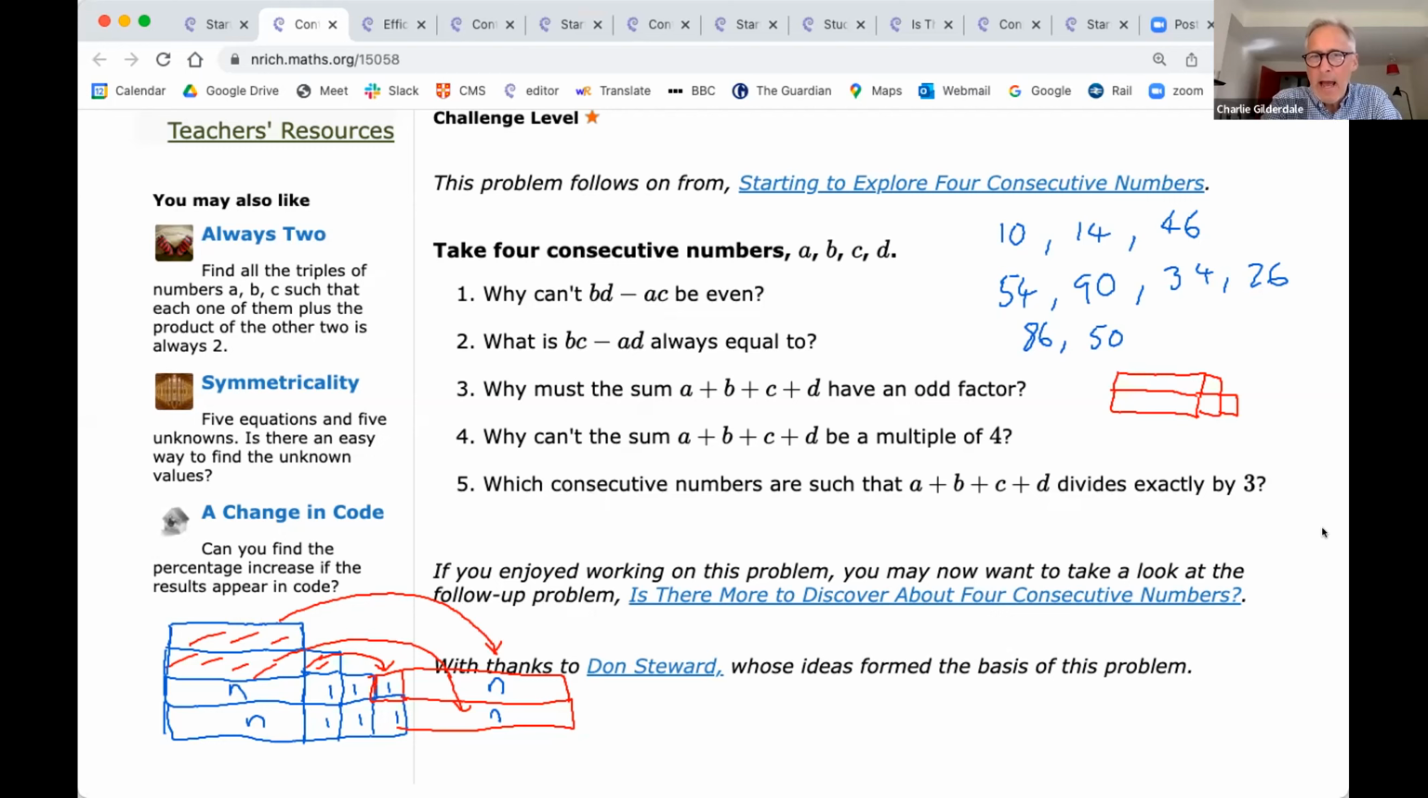Again, can we have a go? Well, we've got lots of numbers already. We've already added a plus b plus c plus d, and it tells us that it's never a multiple of 4. So can we look at the numbers that Claire wrote? 10, 14, 46, 54, 90, 34, 26, 86, and 50. They're all even, but none of them are multiples of 4. Again, can you use the chat to explain?